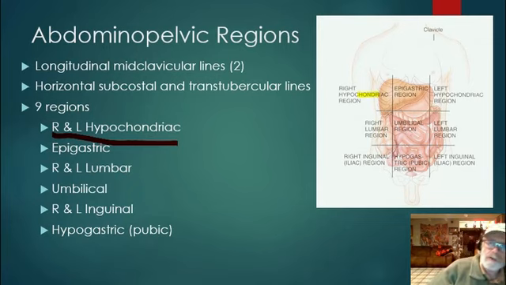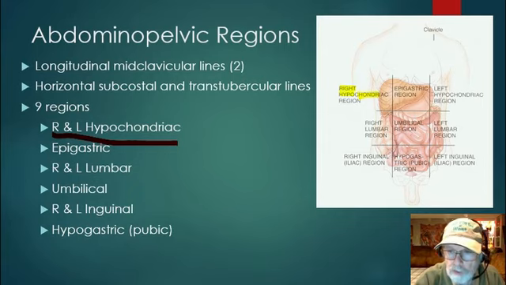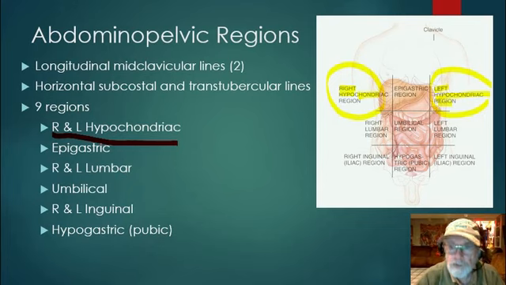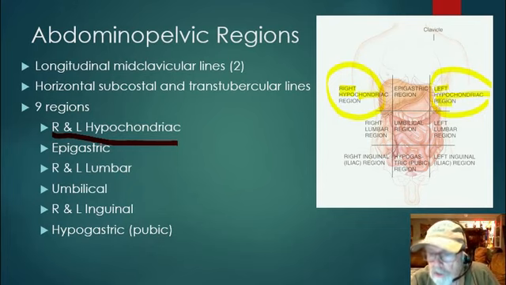So since this is on the right side, and it's below the cartilage of the ribs, it's called the right hypochondriac region. The left side is really simple. It's called the left hypochondriac region because it's on the left side, and it's below the cartilage of the ribs.